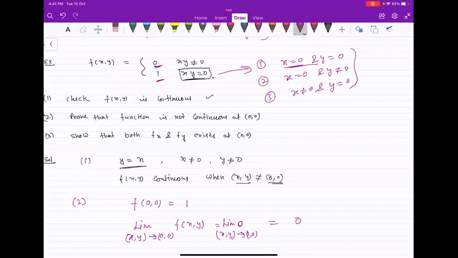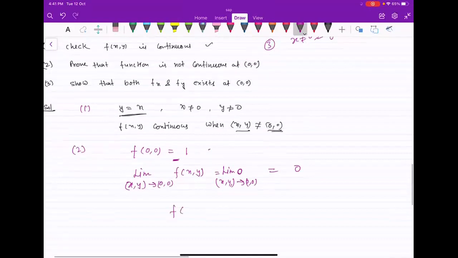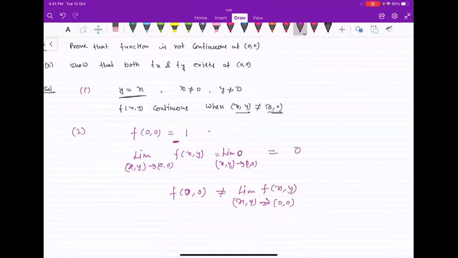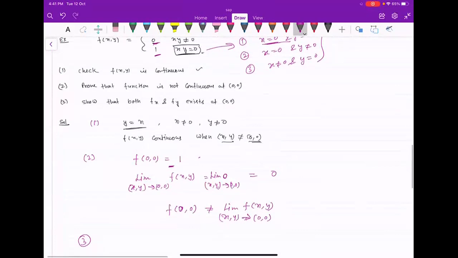Our limiting value is 0. And the function value f(0, 0) is 1. And since 1 is not equal to the limiting value, f(0, 0) is not equivalent to the limiting value. That's why the function is not continuous. Right? As per the definition. Is it clear or not? Because generally students are getting confused with this example, so that's why I'm asking. It's simple. The function value as per definition is 1 at 0, 0.